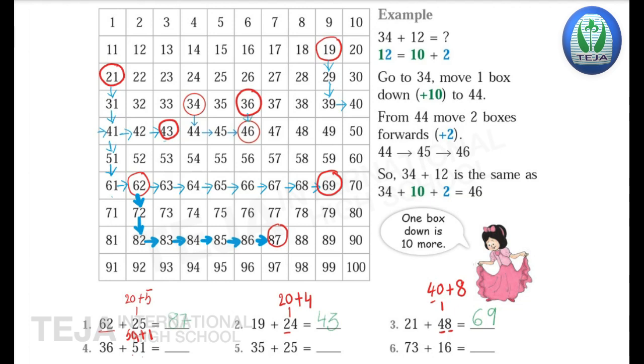1, 2, 3, 4, 5. So 36 plus 50 is how much? It's 86. Now you have to move forward 1 digit. So when you move forward 1 digit, what is the answer, children? It's 87. 87 is the answer. Okay. So write 87 in the blank.